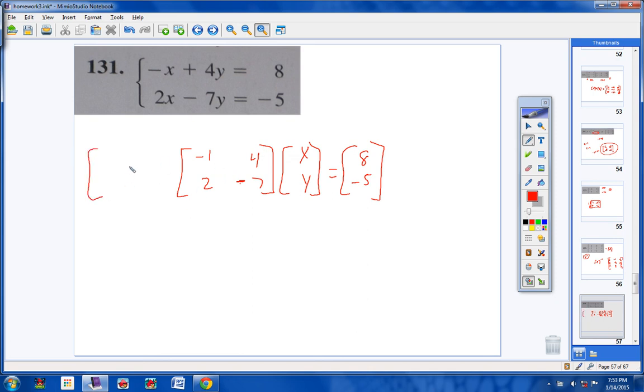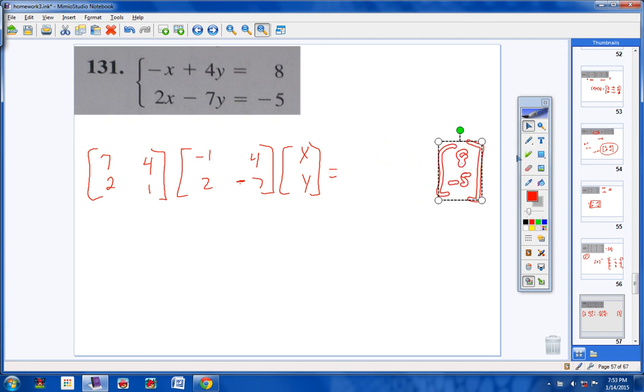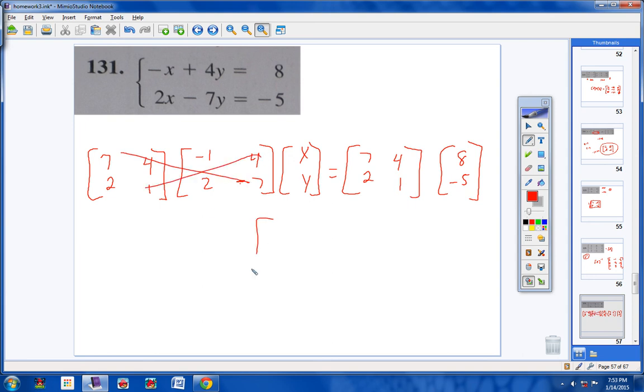It is 7, 2, 4, 1 going down, so 7, 2, 4, 1, okay? So I'm going to multiply that by one side, but I must also multiply it times the other side. So that matrix will go right here, 7, 2, 4, 1, okay? Well, these cancel out when you multiply them together, leaving you with x and y.